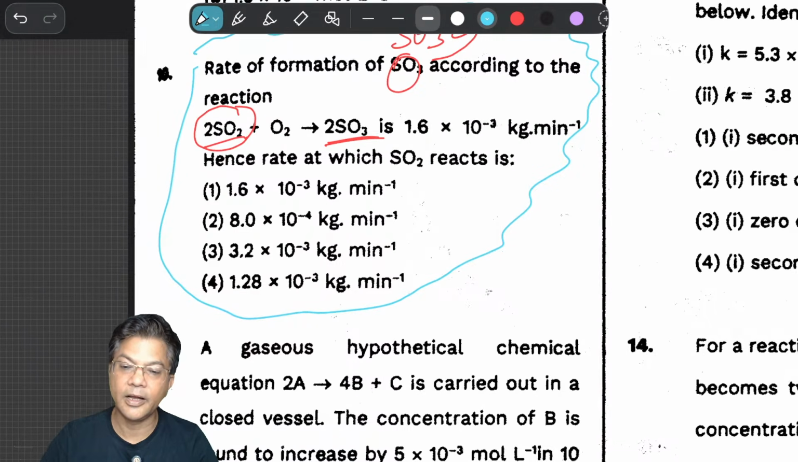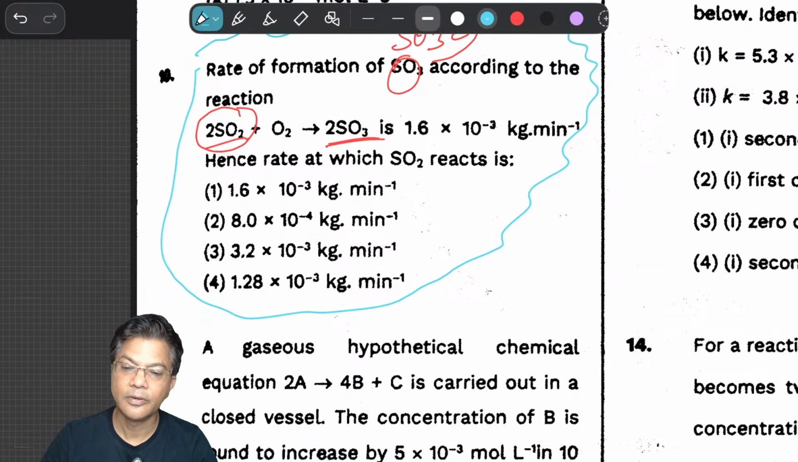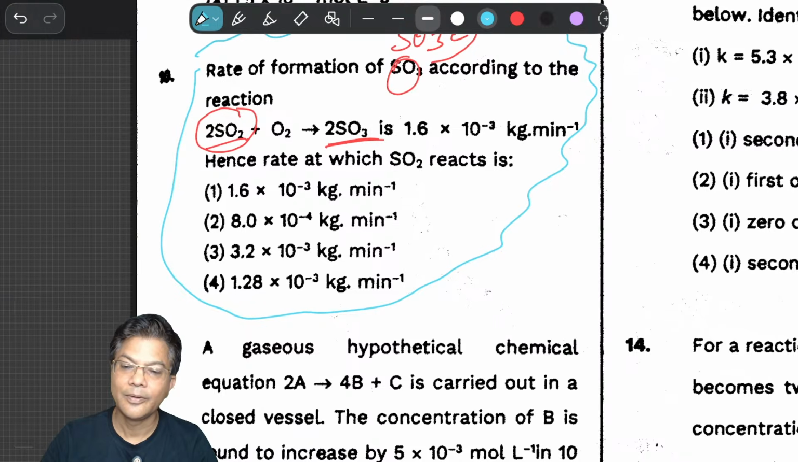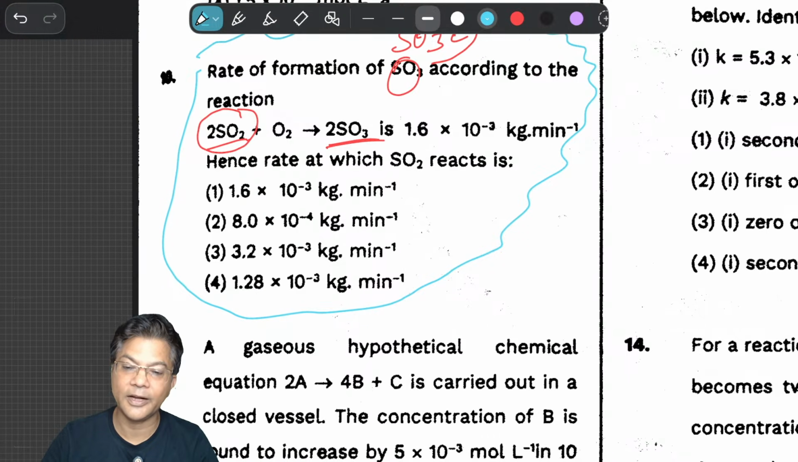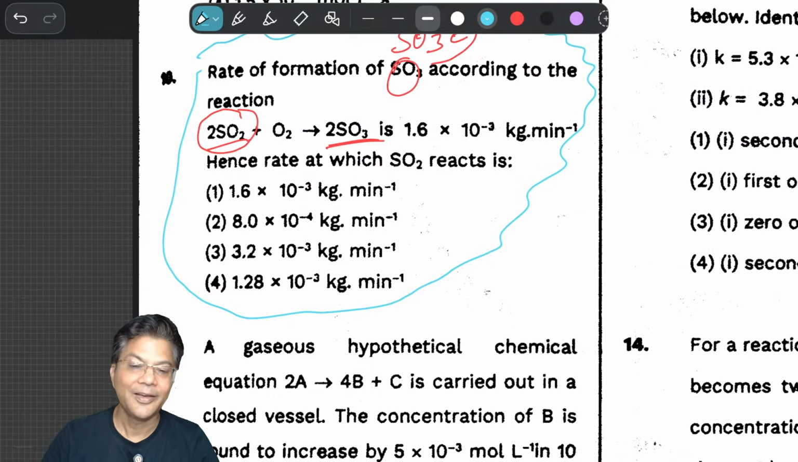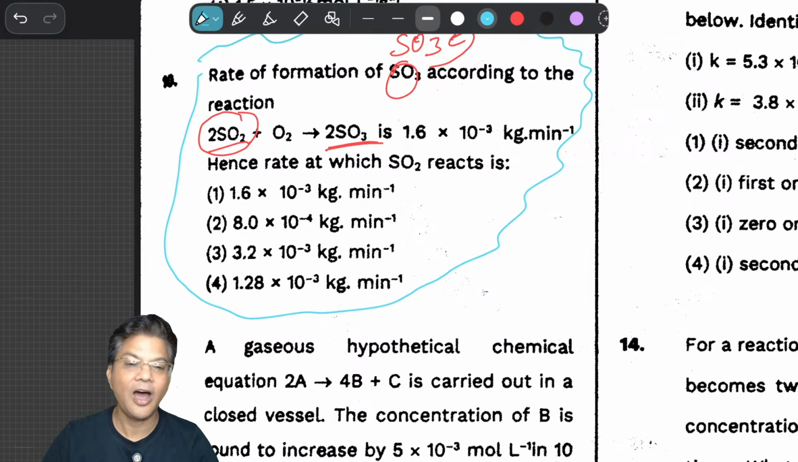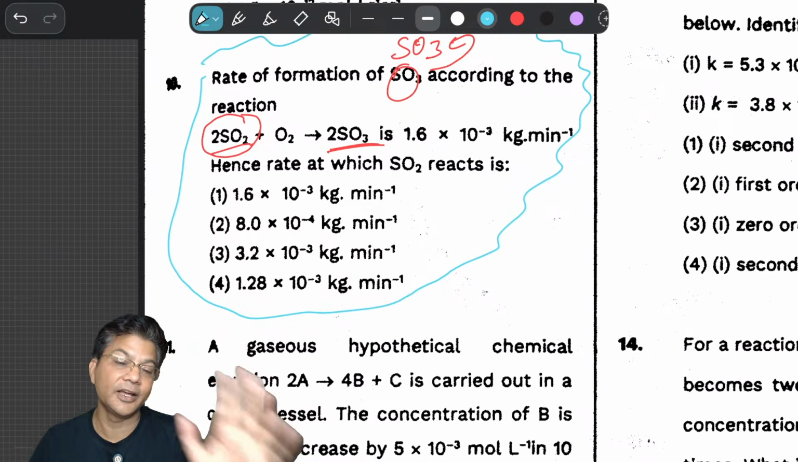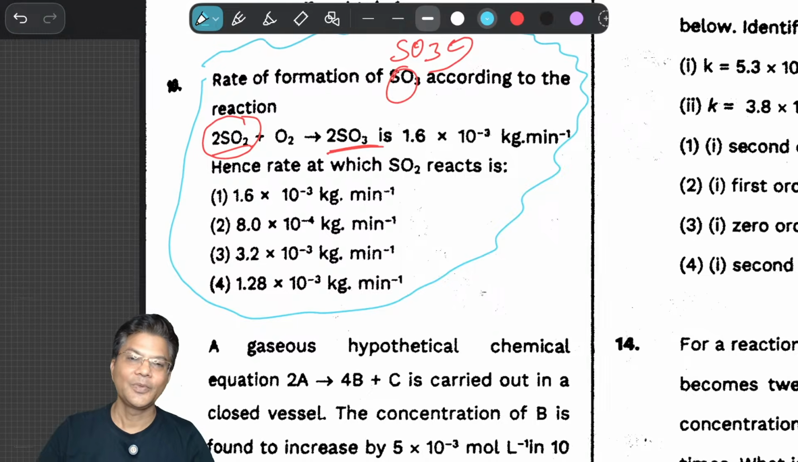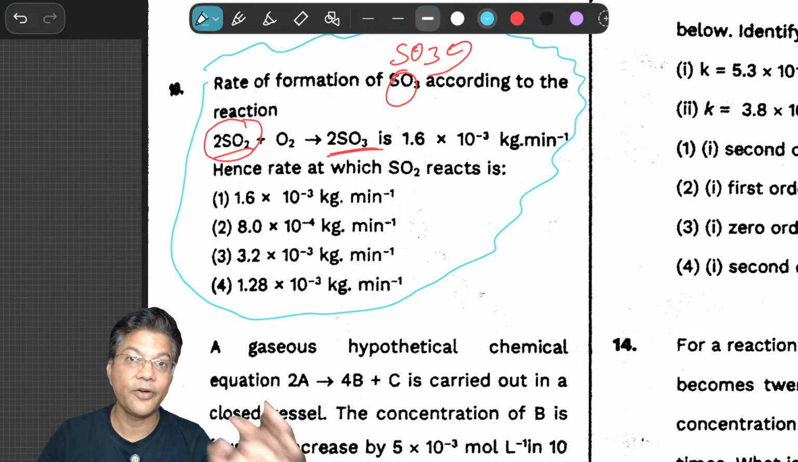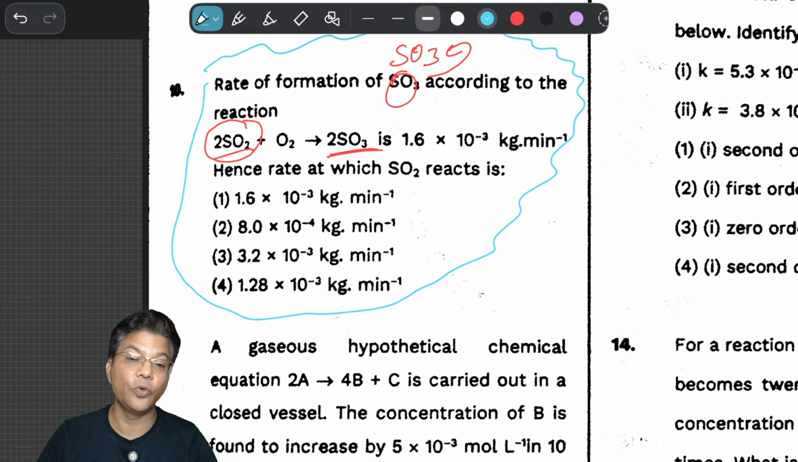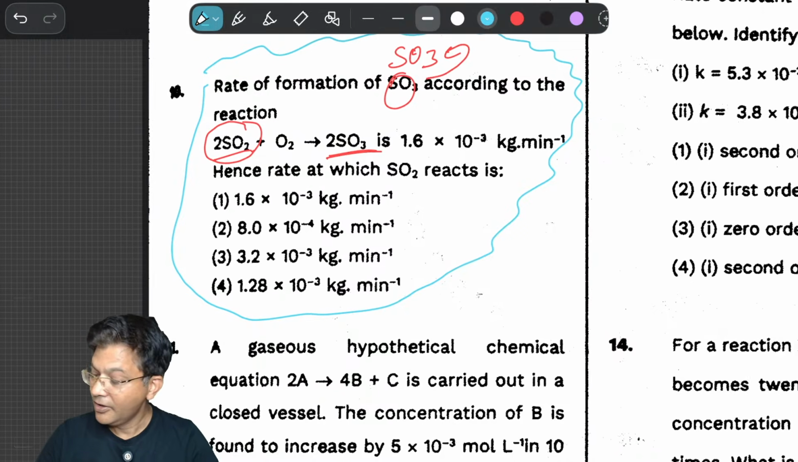Jai Jagannath, because it's asking SO2 reacts, means yes. Yes, Jagannath, you got it. How many of you got it? What Jai Jagannath has written, try to understand the language they have written.